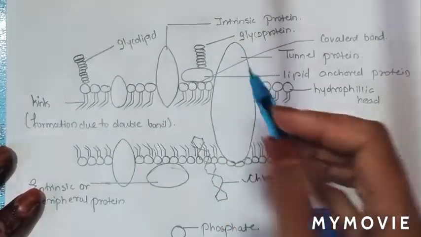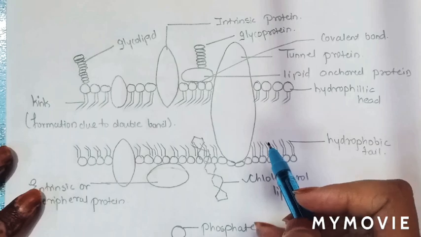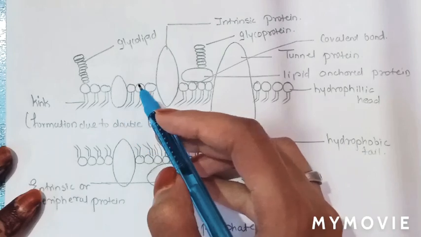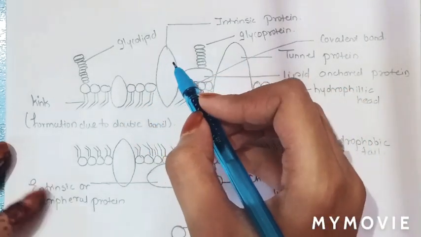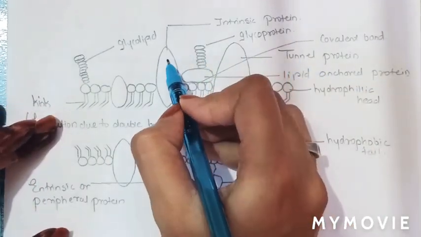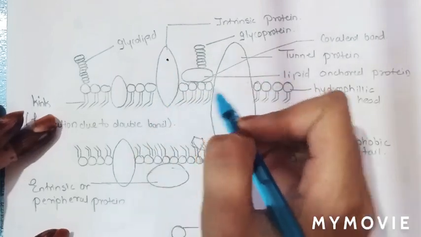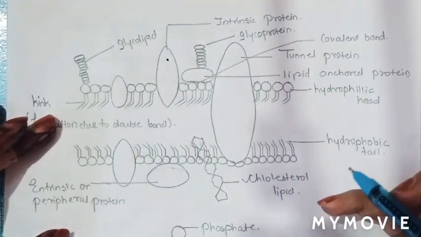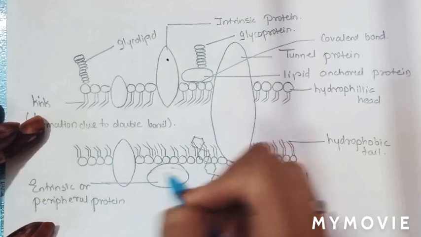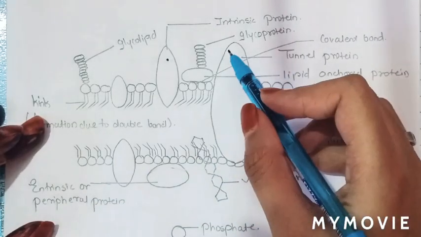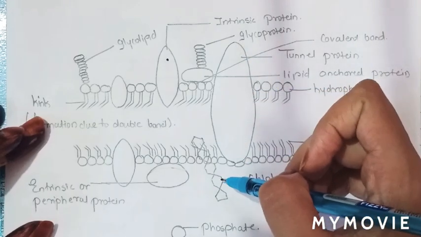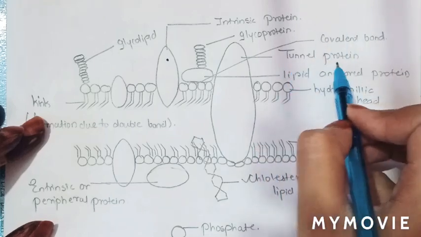So here you can see the structure of the fluid mosaic model. Here you can see the proteins. These round-shaped structures are the proteins. There are three types: intrinsic protein, extrinsic protein and tunnel protein. Here you can see the intrinsic protein, which is embedded between the hydrophilic head and hydrophobic tail. Extrinsic proteins are at the peripheral region, so they are known as peripheral proteins, and the tunnel proteins extend from the upper to the lower layer of the plasma membrane, so they are known as tunnel proteins.